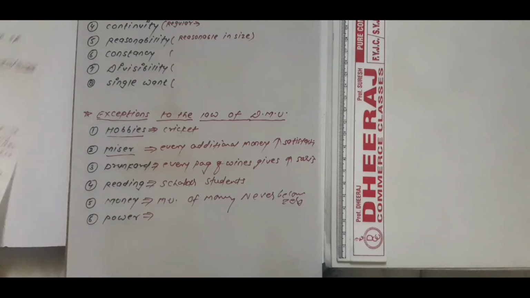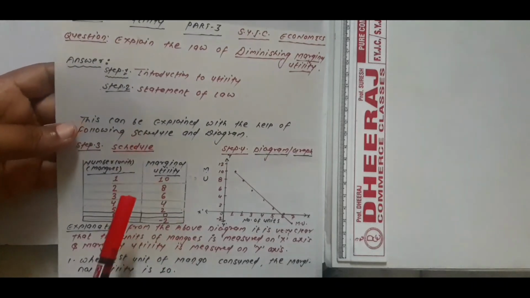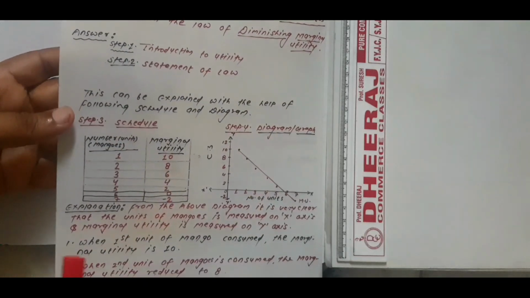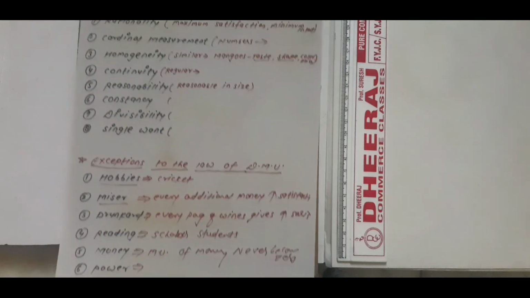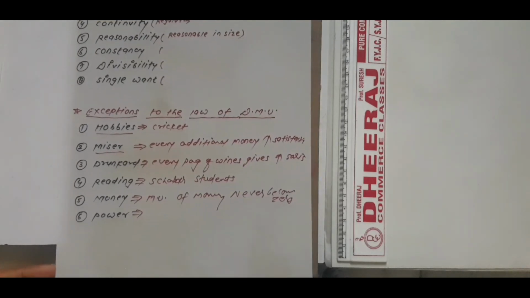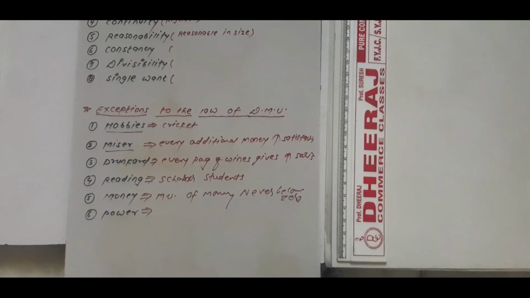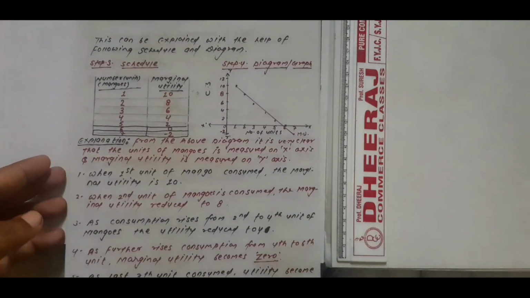So this was a very important question. Here we explained the law of D.M.U. This was part 3 of utility, consumer behavior, SYJC, a very important question. Introduction to utility, statement of the law, then schedule and diagram and their explanation, and after the explanation, the assumptions, 8 points, and the exceptions, 6 points. So this was part 3. In the next lecture, part 4, we will take some new topics of demand analysis. Okay, thank you.